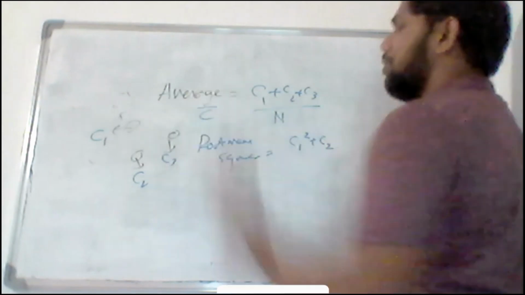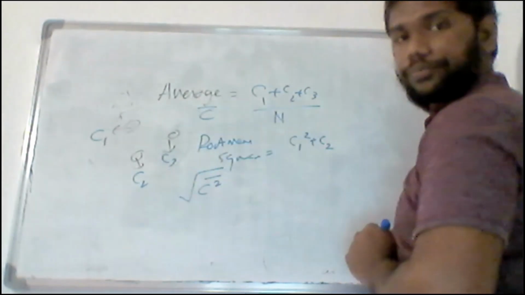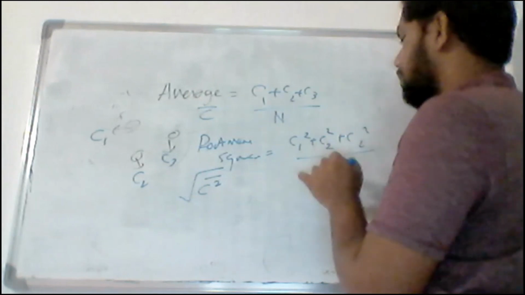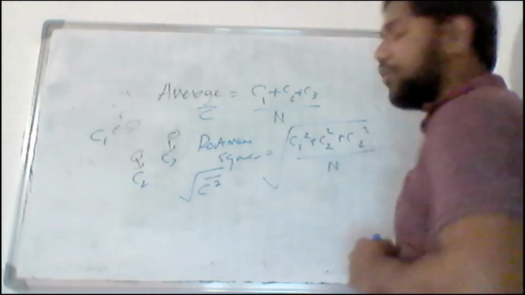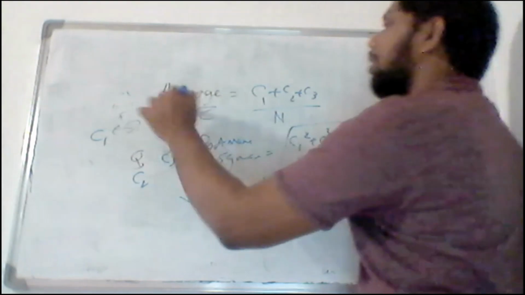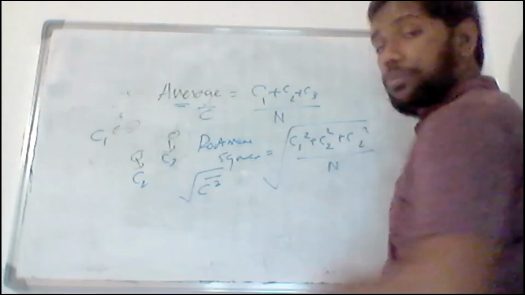This is normally called C bar. This is C squared bar root. Okay, so you get the square of these and you divide by the number of molecules, then you get the root. Okay, so here they are talking about average molecular speed, not the root mean square.